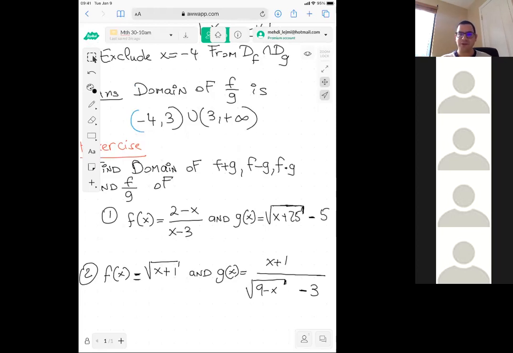So be careful. Number two is more tricky, especially for the domain of g, because in the domain of g there is a division. And it's not just a fraction, you do have a square root there too. So in problem number two, in the function g, you have both division and square root.